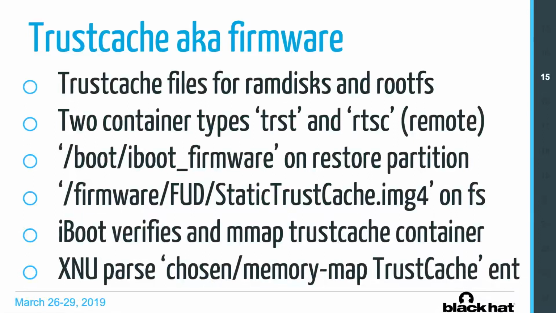It's a file that contains code directory hashes for binaries that are stored on the RAM disks or the root FS. So each RAM disk, when it gets loaded, requires the trust cache image to be uploaded first. And there are two container types, again, for local and remote boot.